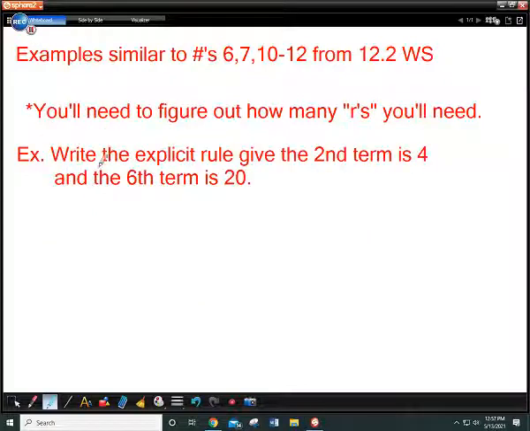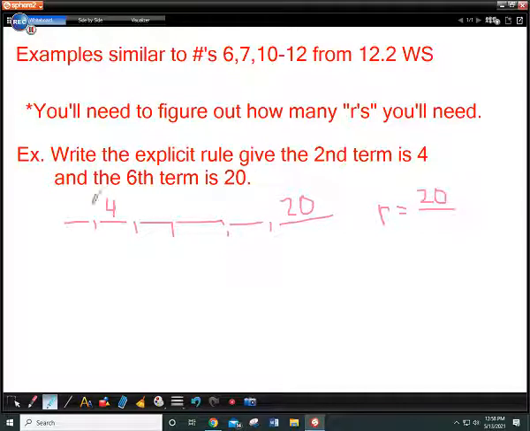All right, let's look at another example. Write the explicit rule, that should say given: the second term is 4 and the sixth term is 20. So we're going to go 1, 2, 3, 4, 5, 6. So the second term is 4. This is 20. So I'm going to say R equals 20 divided by the previous number, which is 4.